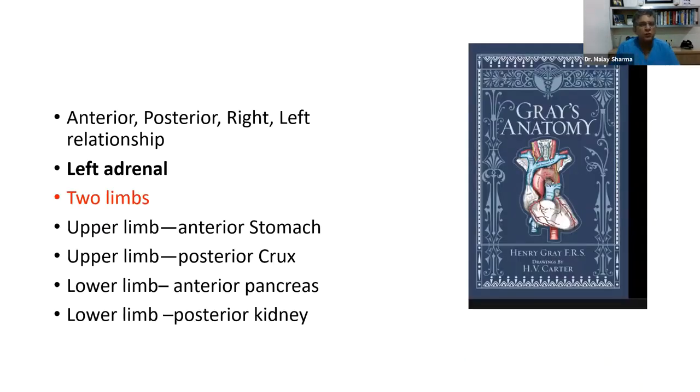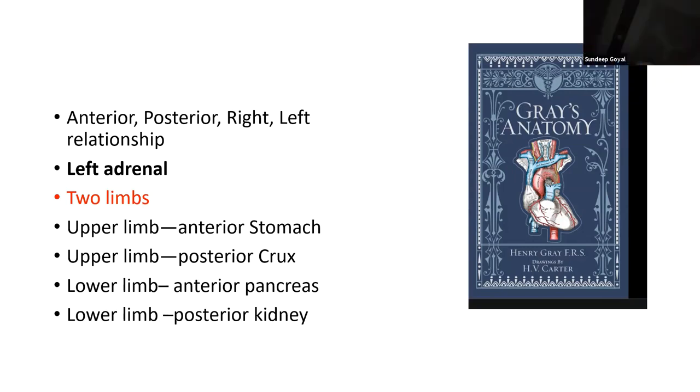Because it is within these books you will find what the relations are, what is anterior, what is posterior, what is right and left. For example, a simple relation of the left adrenal gland. These are the 4 relationships of the 2 limbs of the adrenal gland. And in no book except Gray's Anatomy will you find it simplified in such a simple manner.